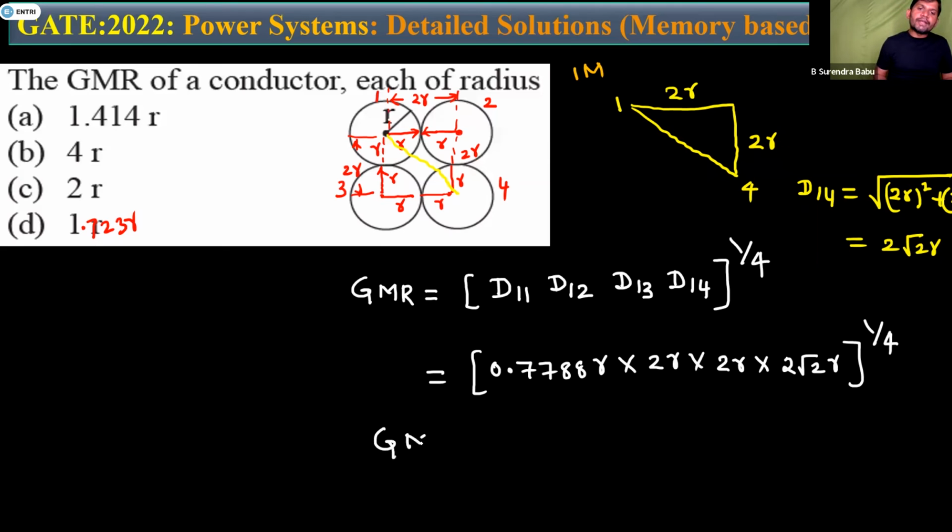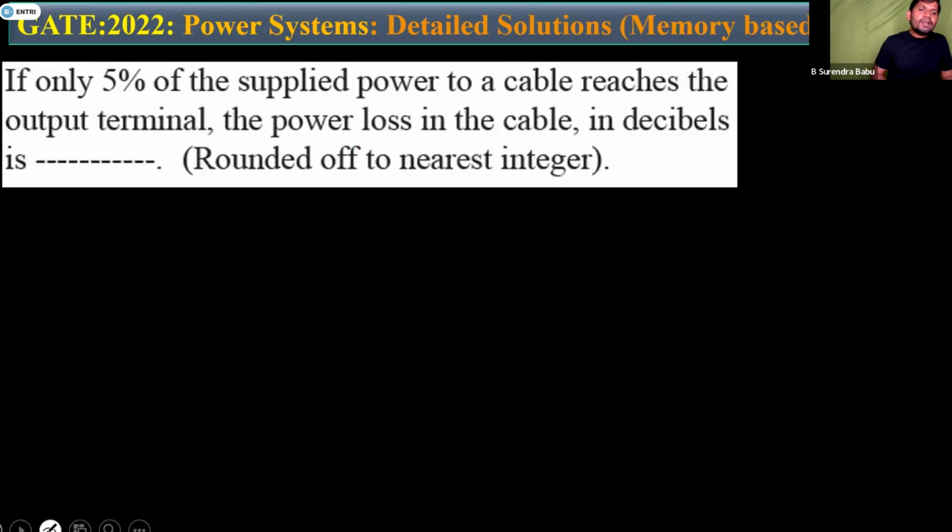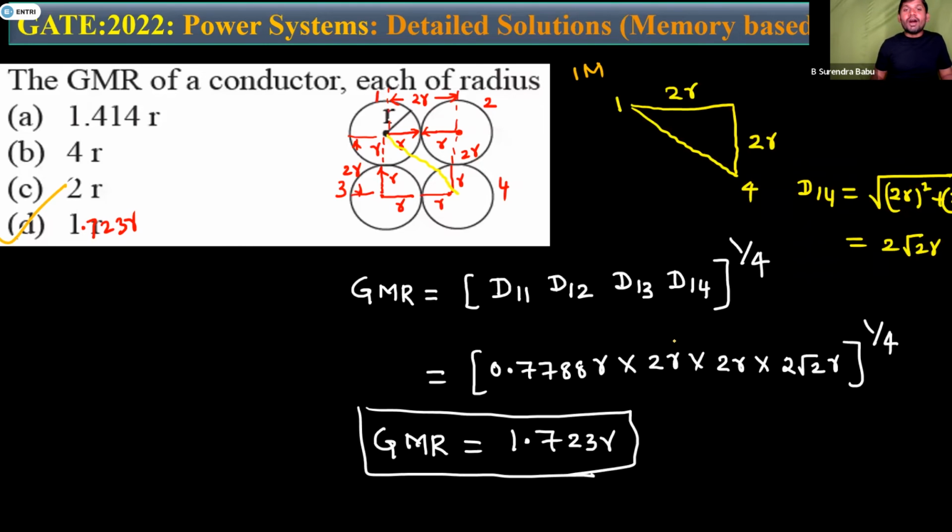What GMR can you get, students? The GMR equals 1.723R. This is the value of GMR. Clear, all of you? Then which option is correct? Option D is correct. It's very simple. 1.723R. In a fraction of a minute we can answer. Actually there is no need to solve this one. Already you know this result. It is a standard result for this one. 1.722R. You can directly do it.